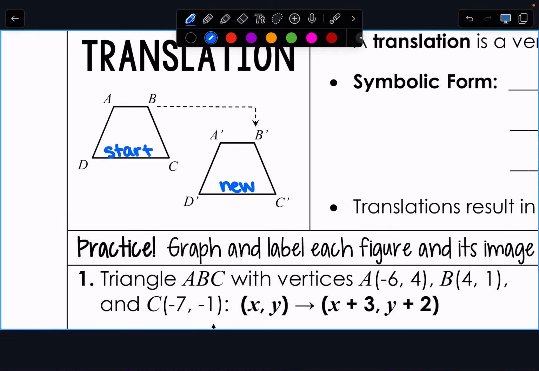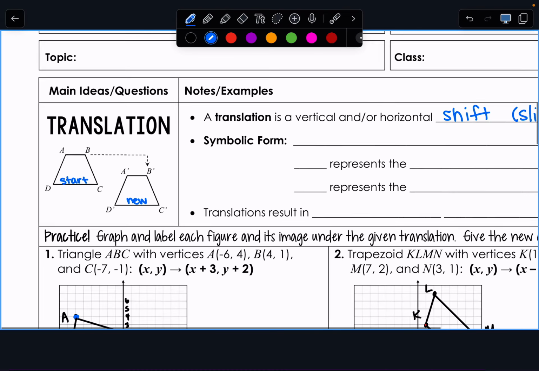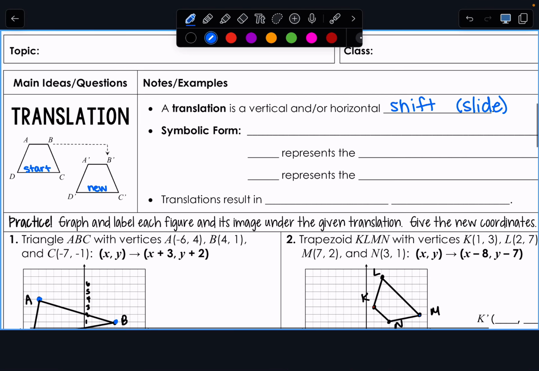So you are going to see something that looks like this. You're going to see X comma Y with an arrow, and you're going to see a number added to X and a number added to Y, or subtracted. And that is going to tell you how to move the coordinates.